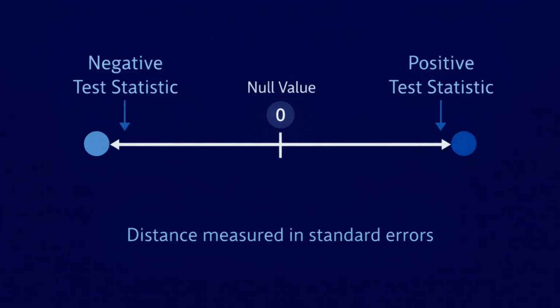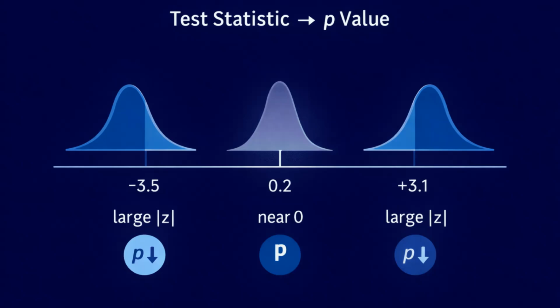A test statistic is a standardized measure of how far the sample statistic is from the value stated in the null hypothesis. It expresses the difference between what we observed and what was claimed in units of standard error. A positive test statistic means the sample value is above the null value. A negative test statistic means it is below the null value. The magnitude of the test statistic tells us how large the difference is relative to expected sampling variation. A very large positive or negative test statistic means the sample result is far from what the null hypothesis predicted. A value close to 0 means the sample result is close to the null value.